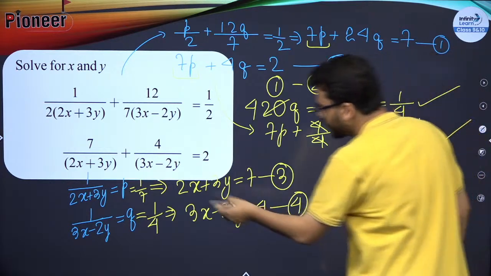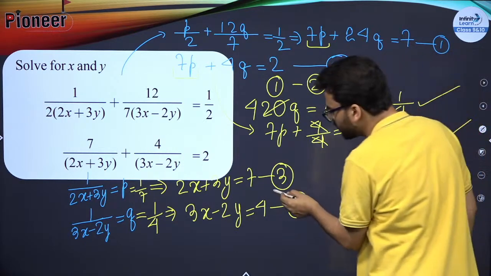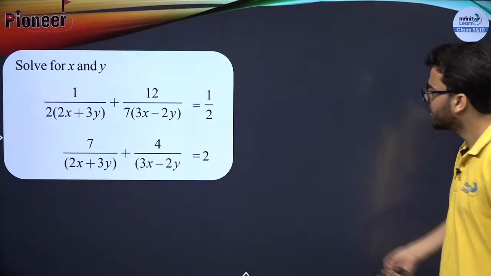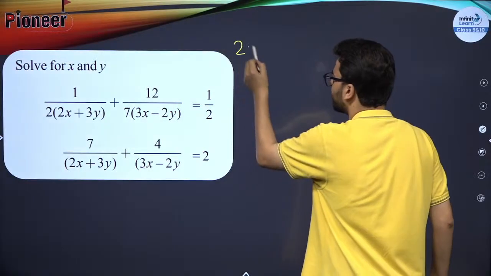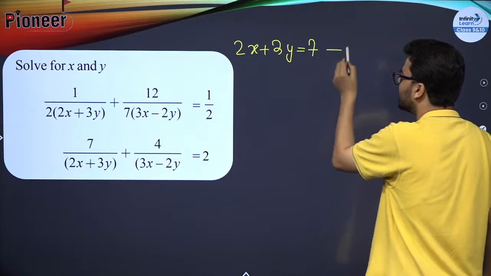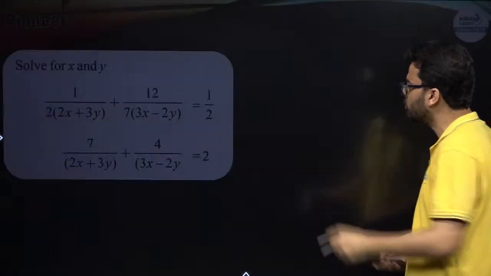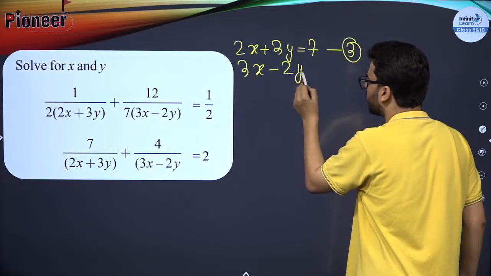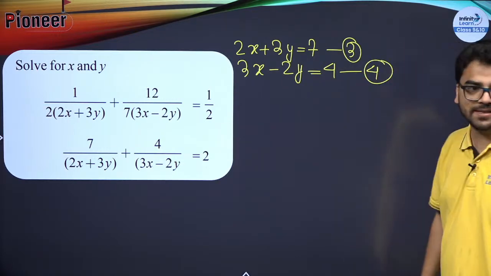So we have to solve 2x plus 3y is equal to 7 and 3x minus 2y is equal to 4. Let us do it on the other side, right? So it is 2x plus 3y is equal to 7. This is the third equation, and 3x minus 2y is equal to 4. So this is the fourth equation, right? Now we can solve these easily.